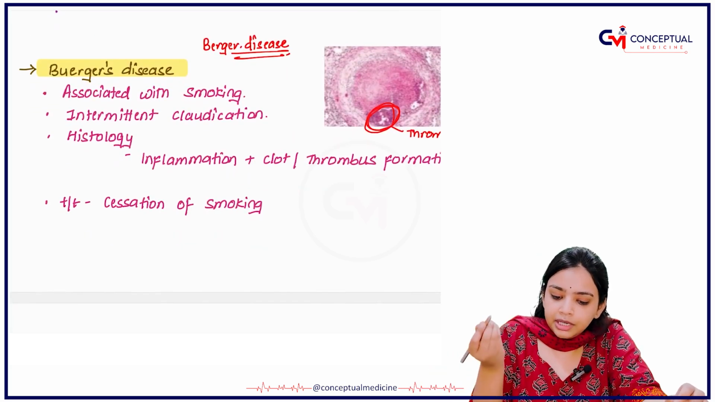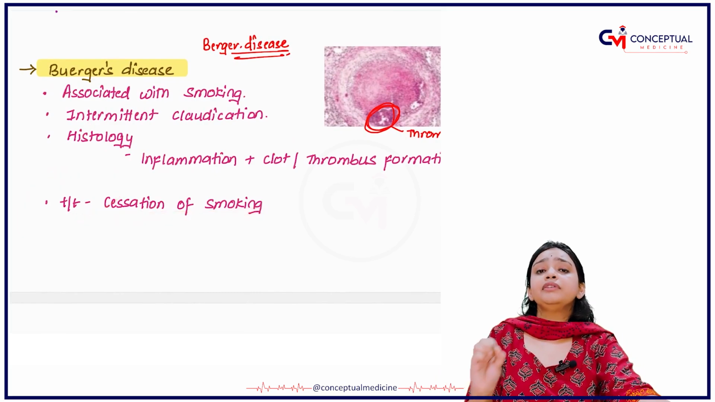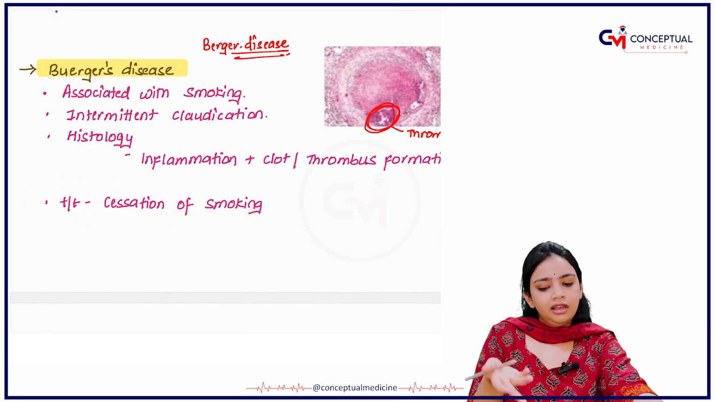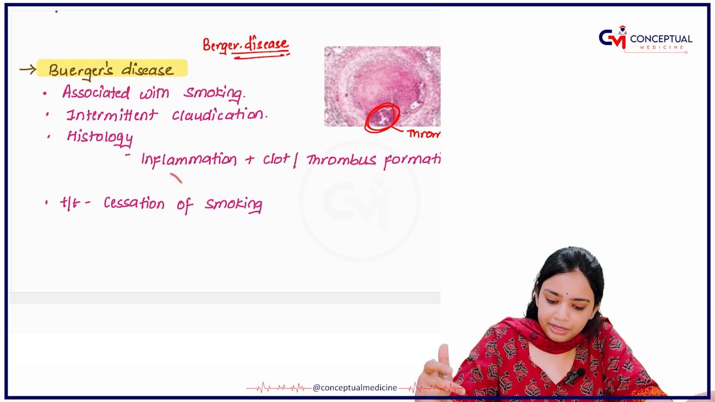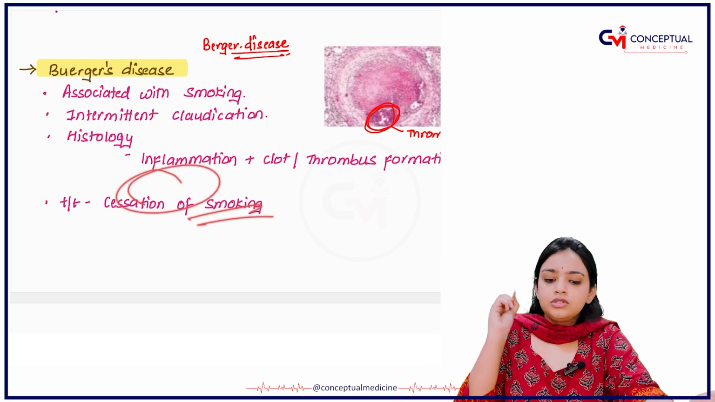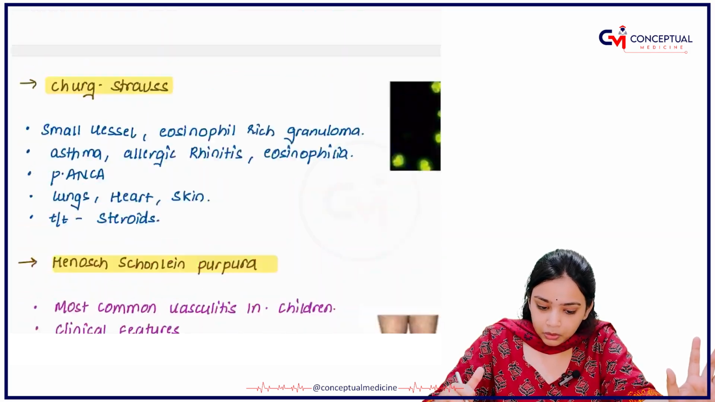So what is the treatment? The ultimate treatment is cessation of smoking. If that person stops smoking, then this disease will also go away, right? So the treatment is cessation of smoking. I hope I made this clear. This was all about this chapter.